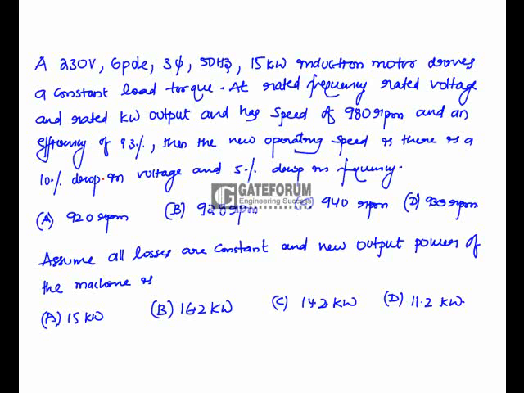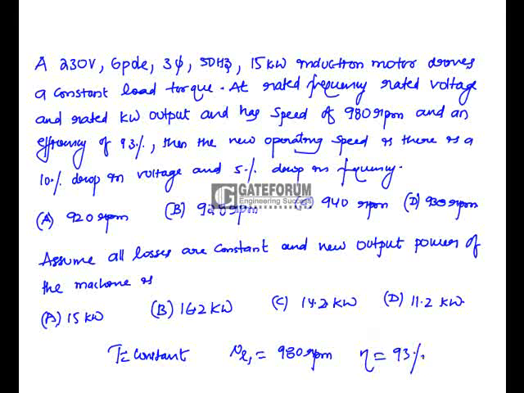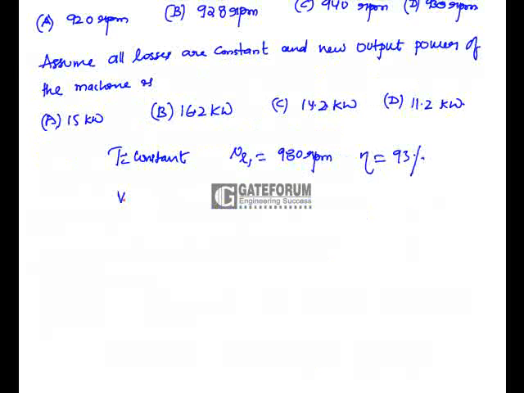A 4 pole, 6 pole, 3 phase 50 Hz 15 kilowatt induction motor drives a constant load torque. So he has given torque as constant at rated frequency, rated voltage and rated kilowatt output. Let us take the speed as NR1, which is equal to 980 RPM, and an efficiency of 93%. Then the new operating speed, if there is a 10% drop in voltage, that means he has given a V2 as, I can write 0.9 times of V1, which is equal to 0.9 into 230 volts.